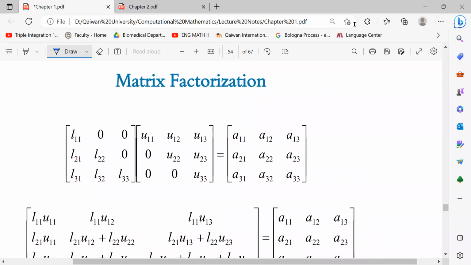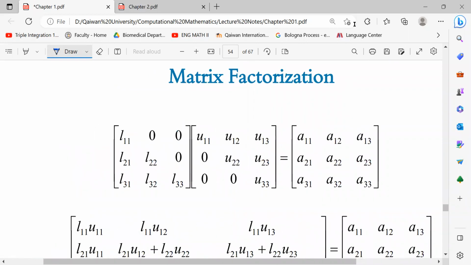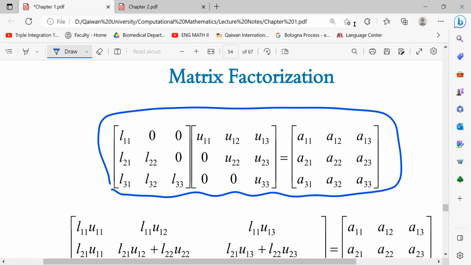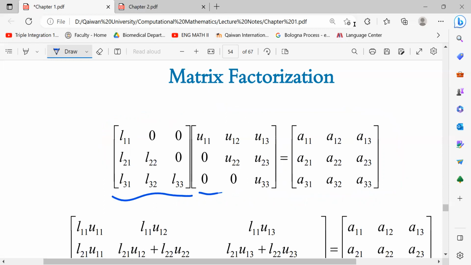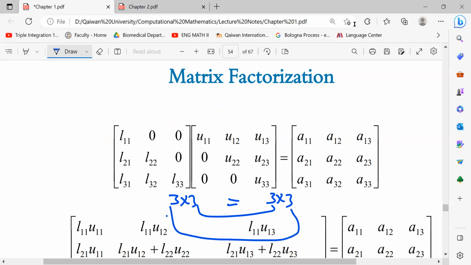Now, we say the matrix factorization is this. L times U is equal to A. Capital A is the matrix that you get from the coefficients of the variables. The multiplication of these two matrices is another matrix with the same size. Look, if this is 3 by 3 and this is 3 by 3, these two must be equal, and the size of the outcome matrix is 3 by 3. Okay? So you get a matrix of 3 by 3.